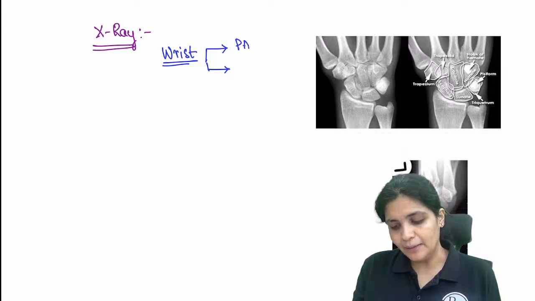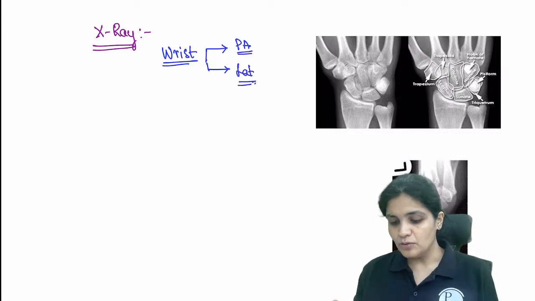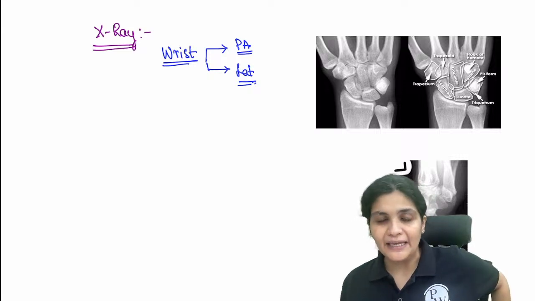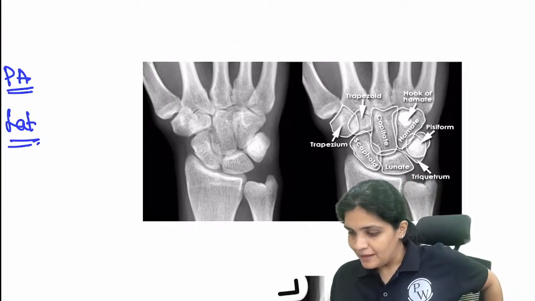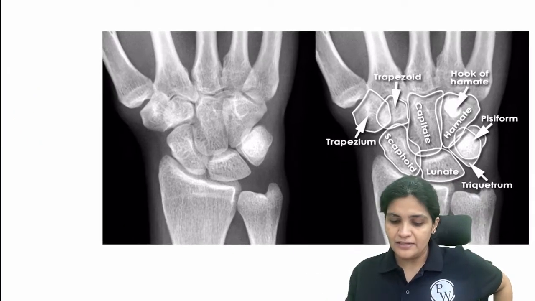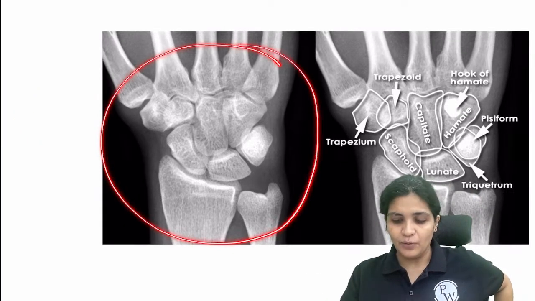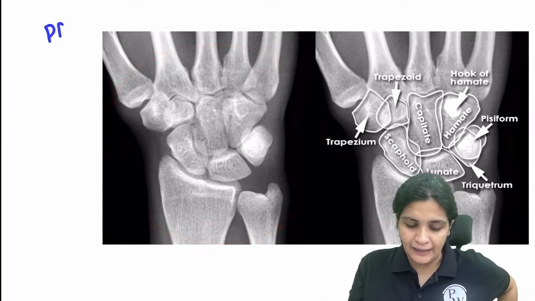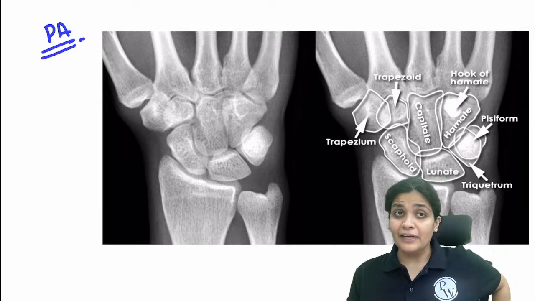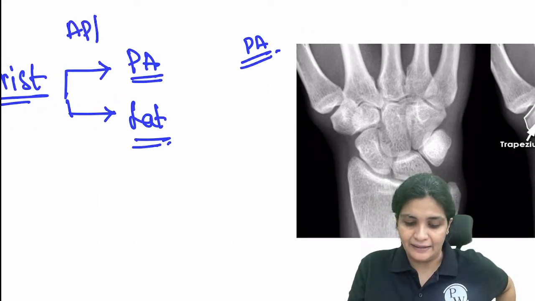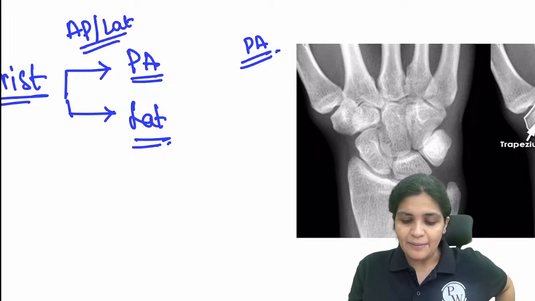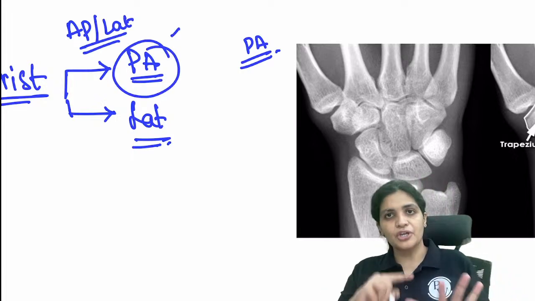So, usually we take the PA and then we take the lateral. These are the two important things. So, for the wrist we take the PA and the lateral, and this is how you get the X-ray of the wrist joint. Whenever you ask for the X-ray, just remember, usually we ask for AP and lateral view. But in case of wrist, I'm asking PA, that means posterior anterior view.